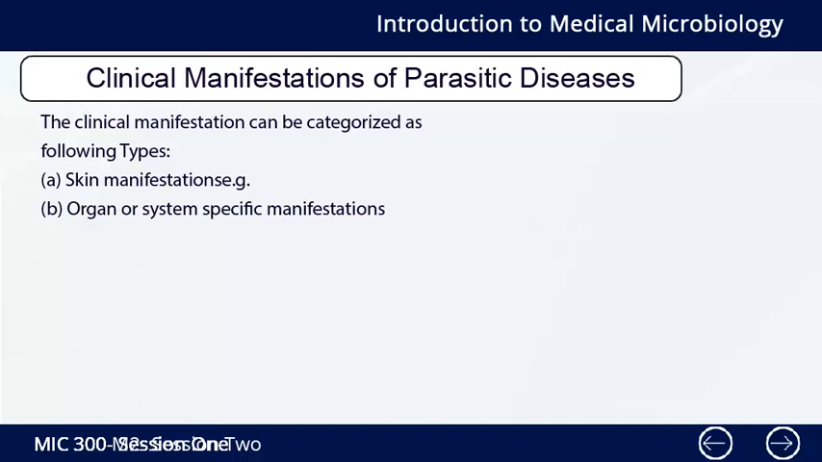Clinical manifestation of parasitic disease. Parasitic infections manifest in different ways depending on the route, site of entry, mode of multiplication, and affected organs. The clinical manifestation can be categorized as follows. A. Skin manifestation. Example: onchocerciasis with leopard skin, nodules, hyperpigmentation.